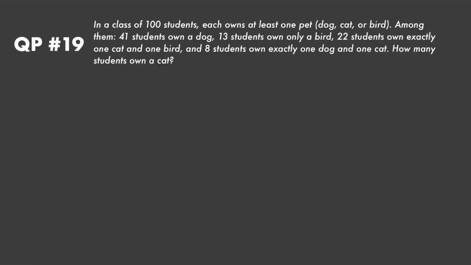Hello everyone, today we're going to be looking at Quantipus number 19, which is a relatively basic sets problem that I pulled straight from the Citadel OA. In this question, we have a class of 100 students, each owning at least one pet between dog, cat, and bird. Among them, 41 students own a dog, 13 own only a bird, 22 own exactly one cat and one bird, and 8 students own exactly one dog and one cat. Then how many students own a cat?